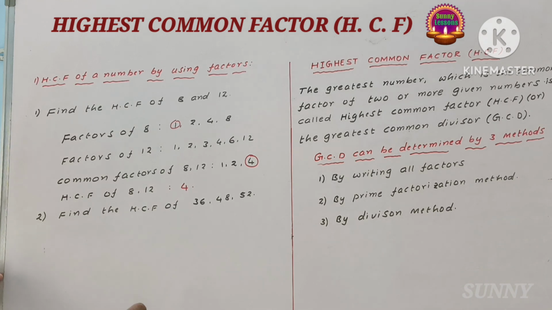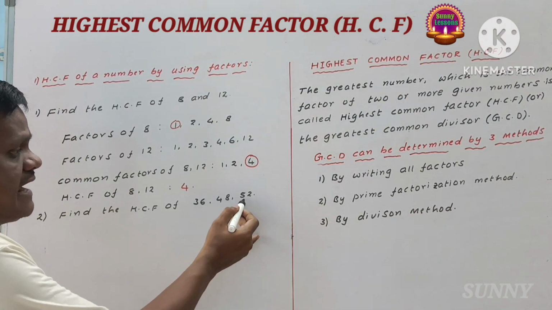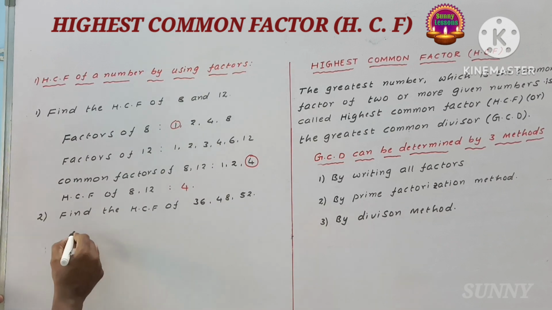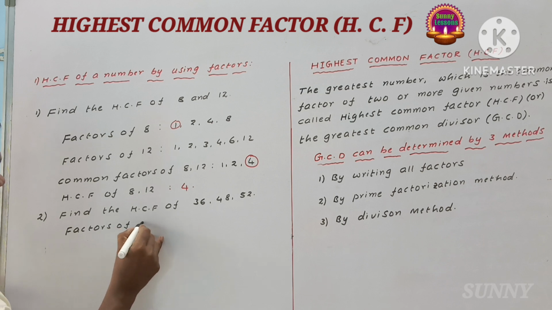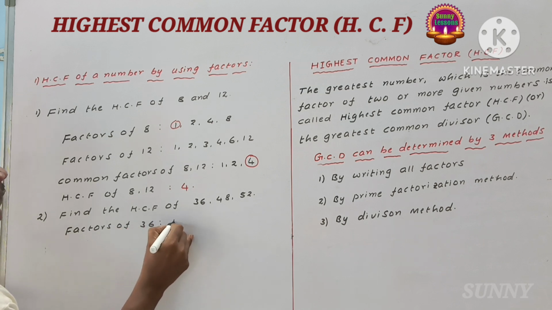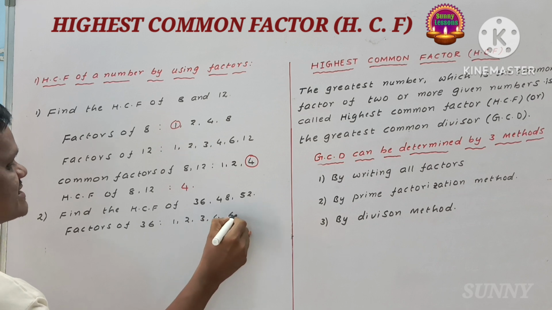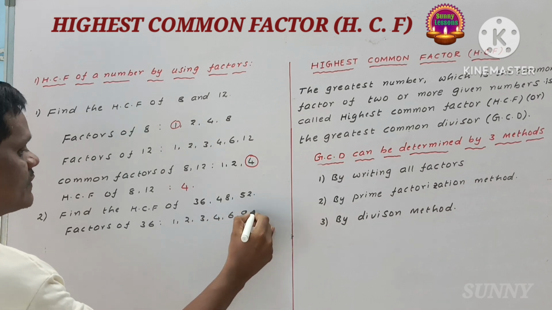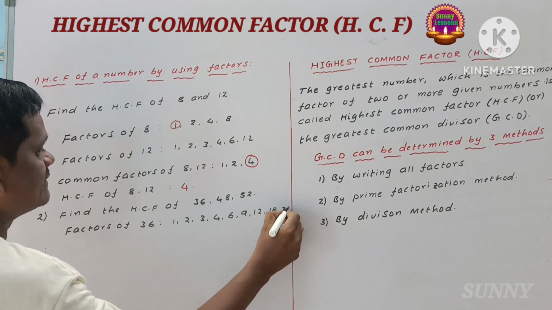Let us take the second example. Find the HCF of 36, 48 and 52. Write the factors of 36. 1, 2, 3, 4, 6, 9, 12, 18 and 36.